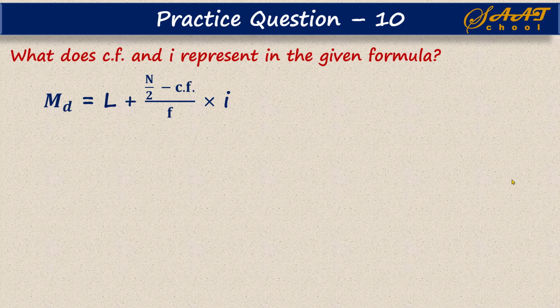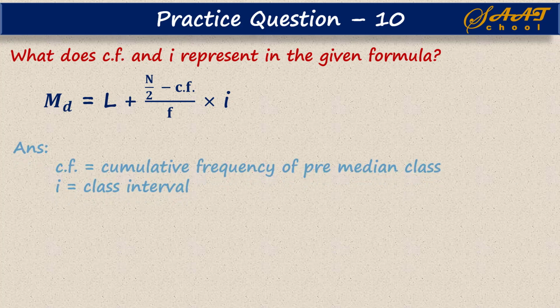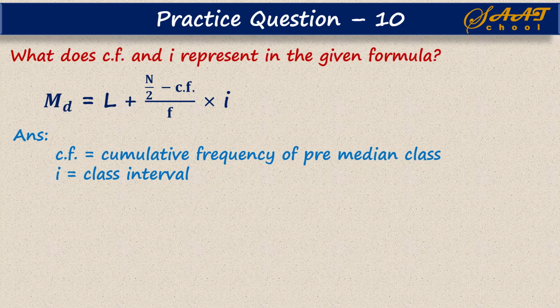I hope you managed that. Here the cumulative frequency is the Cf of the pre-median class. Remember, cumulative frequency of the pre-median class, and I is the class interval. This is what we discussed earlier.